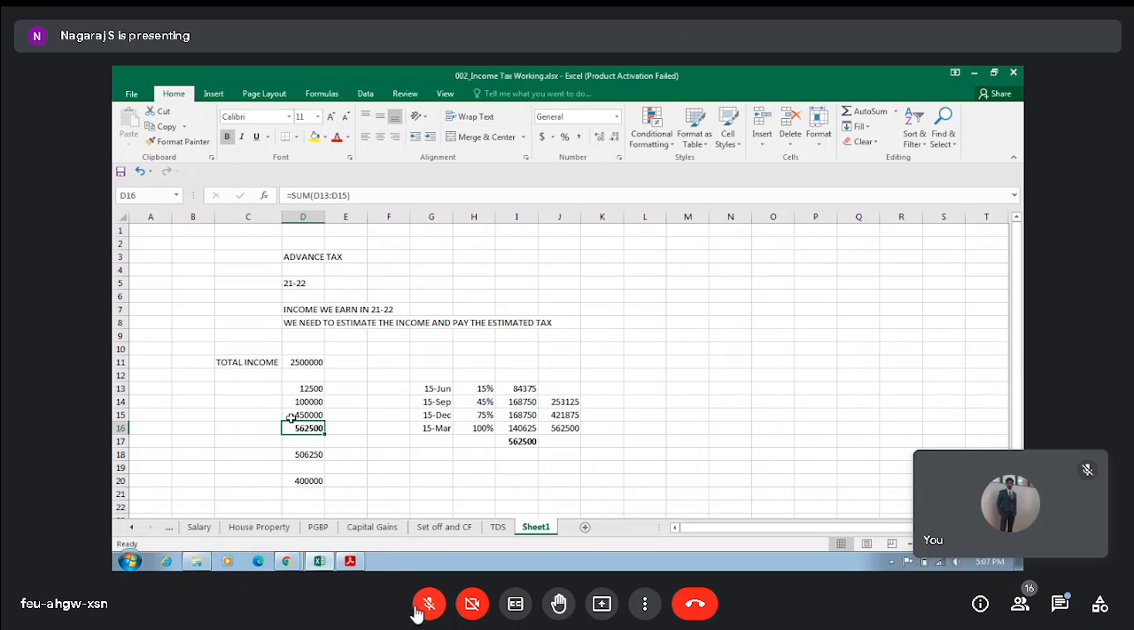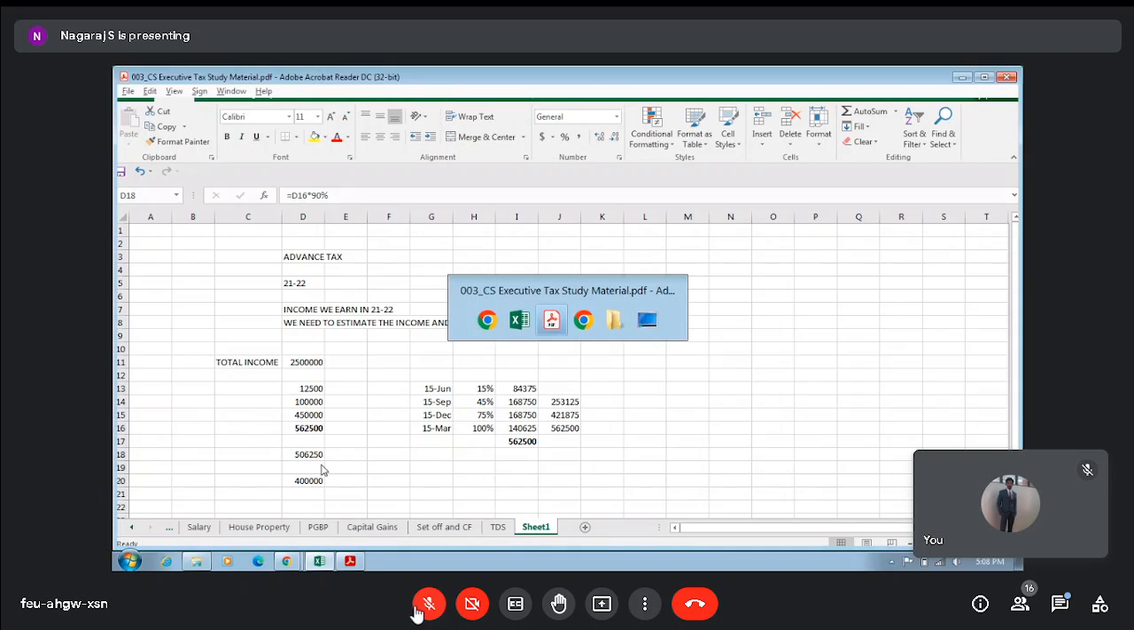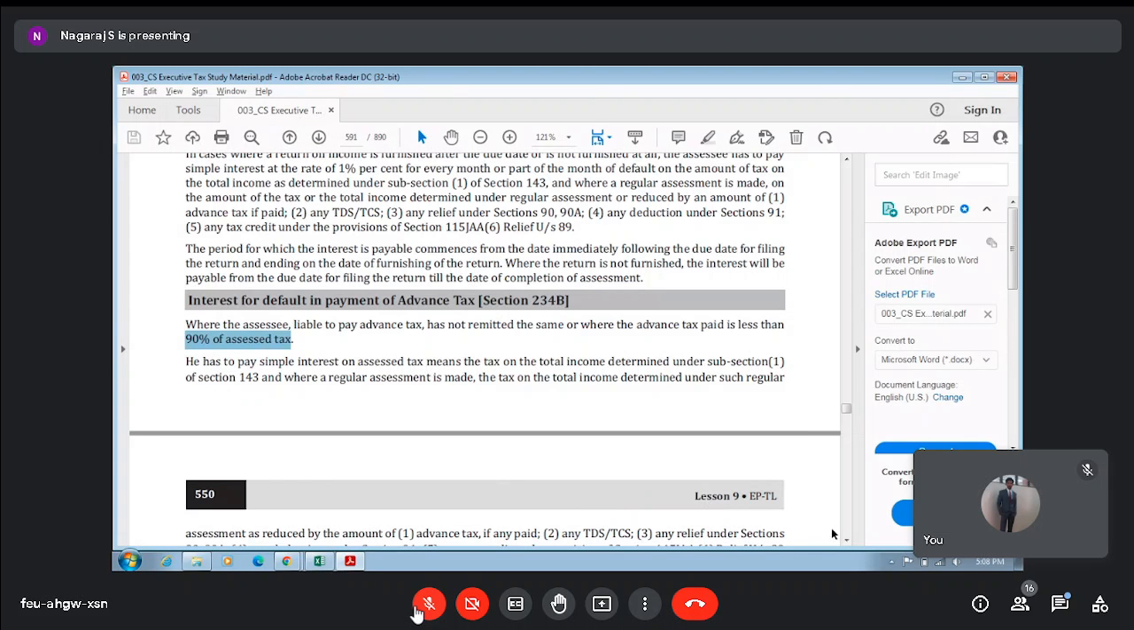This is your self-assessed tax. Assume the assessing officer agrees with what you have assessed; that is also assessed tax, so both are the same. If the advance tax you have paid is less than 90% of your assessed tax, then you will have to pay the interest. What is the interest amount?